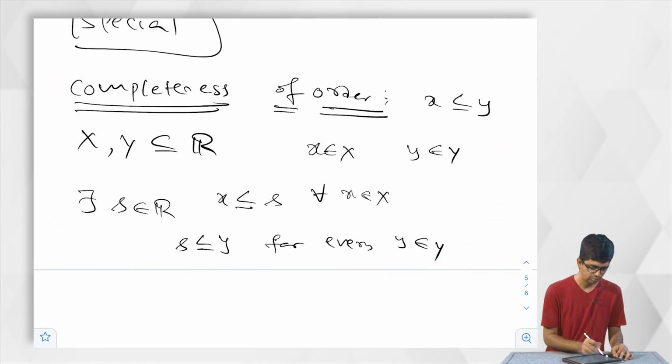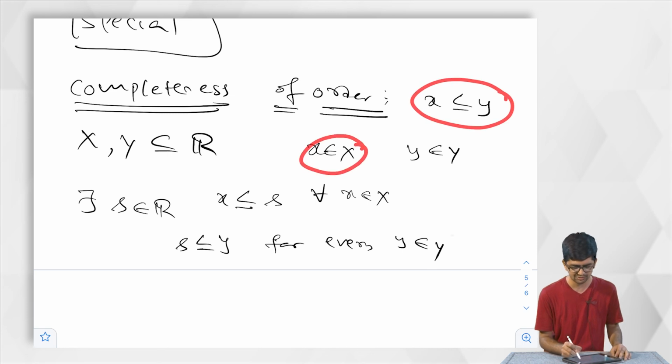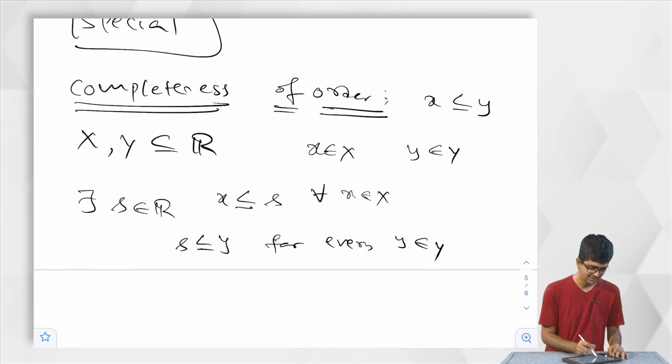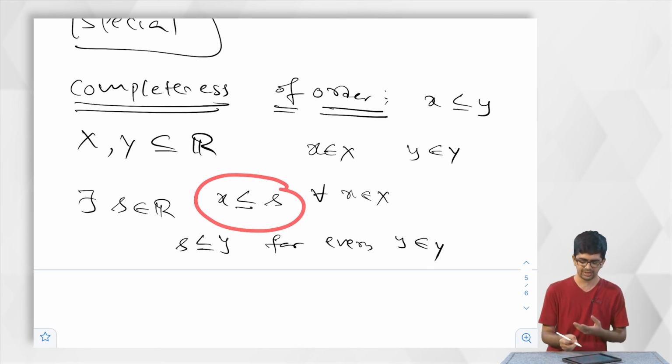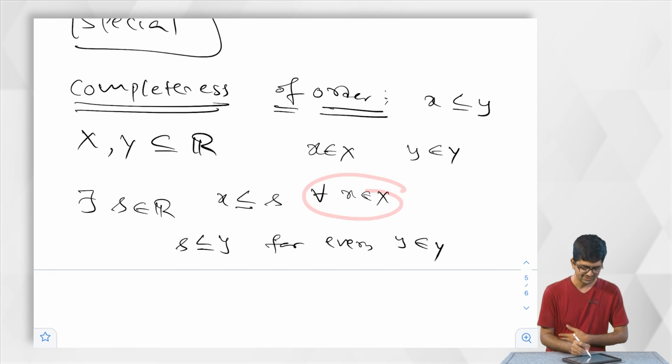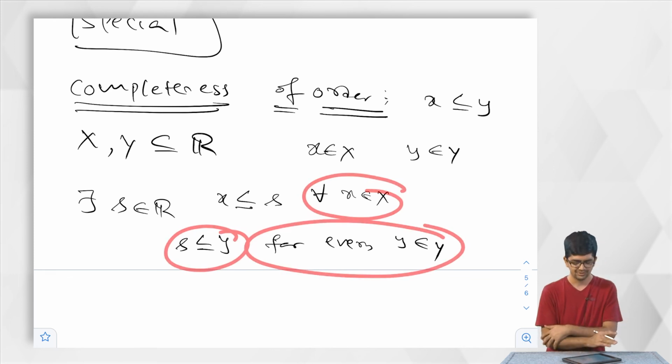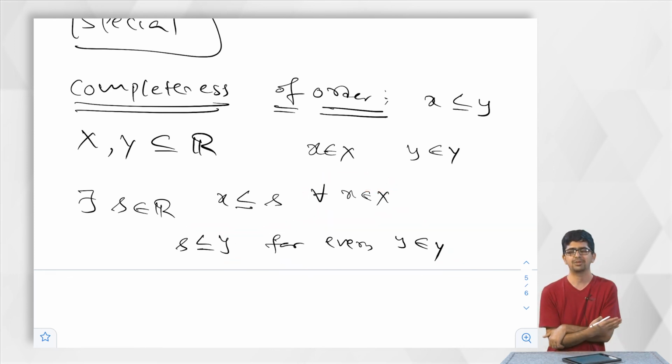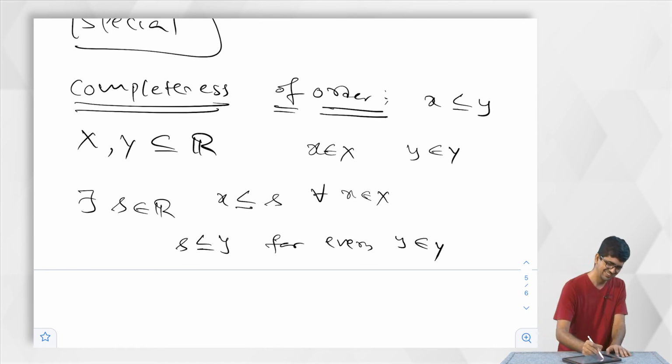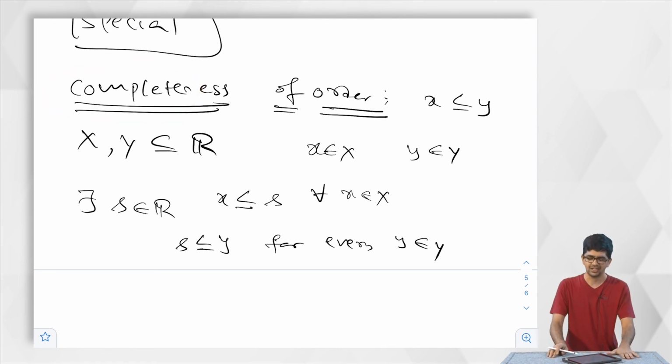For any two subsets of R, if we have the condition x less than or equal to y for every x in X and y in Y, then there is an element S belonging to R such that x is less than or equal to S for every x in X, and S is less than or equal to y for every y in Y. This is the completeness assumption that we are asking for the order. With this structure, the description of R is complete, not a pun. This complete is that complete. So this is the complete description of R.